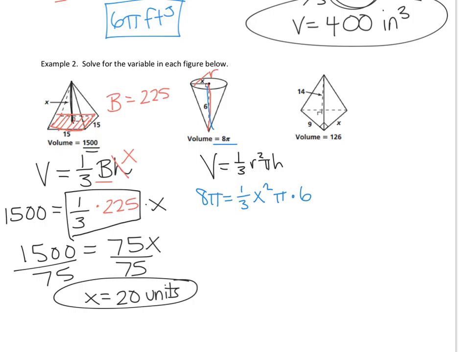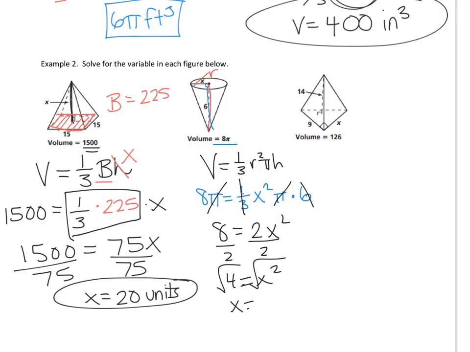So when I have pi's on each side and it's entirely a multiplication problem, I can divide both by pi so they cancel out. And then I could also do 1/3 of 6 is 2, so it's 2x squared. Then I divide both sides by 2, so 4 equals x squared. And so I would take the square root. Now normally I would do plus or minus 2, but since we're talking about a distance, it's just going to be 2. So it's 2 units.